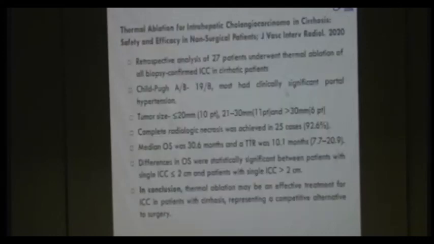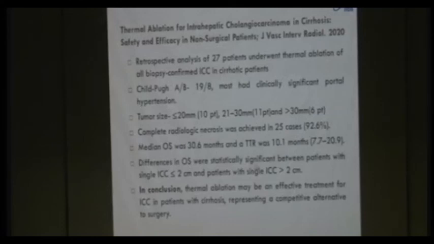Another study, published in 2020, is about the role of thermal ablation for intrahepatic cholangiocarcinoma in patients having cirrhosis. In this study, 27 patients underwent thermal ablation. All patients had significant portal hypertension at the time of ablation, and according to the study, complete radiological necrosis was achieved in 92% of patients, and median overall survival was 30 months and time to recurrence was 10 months.